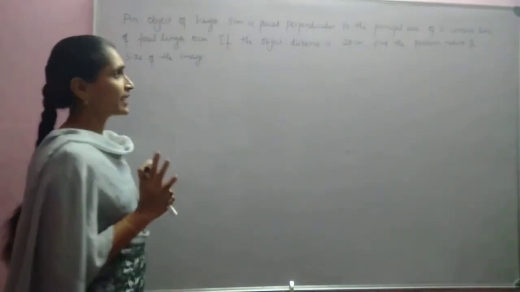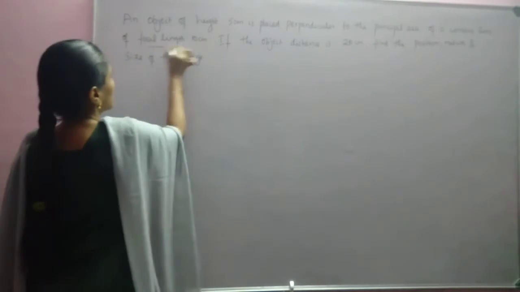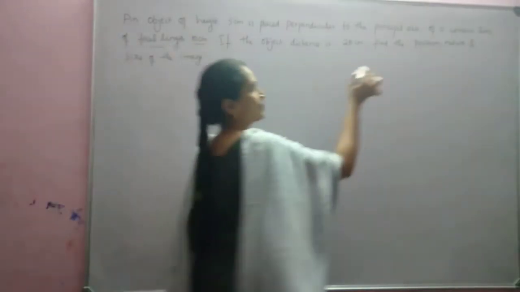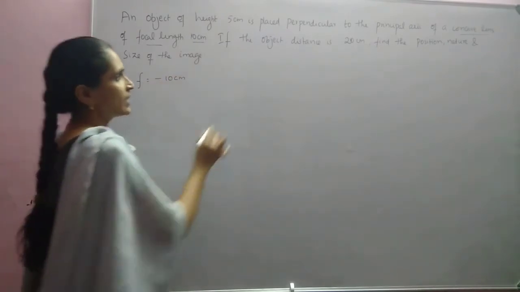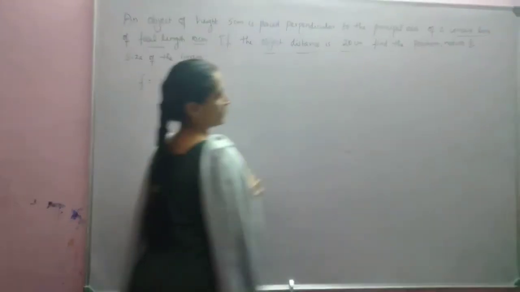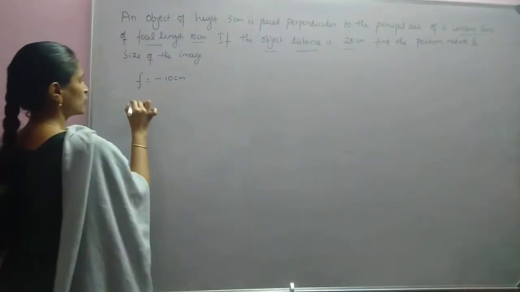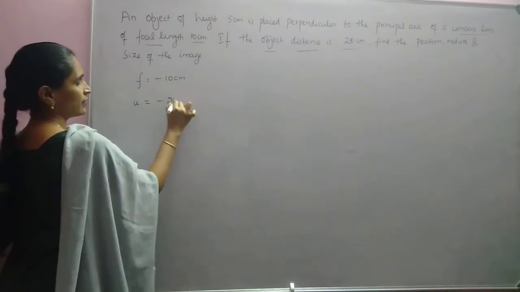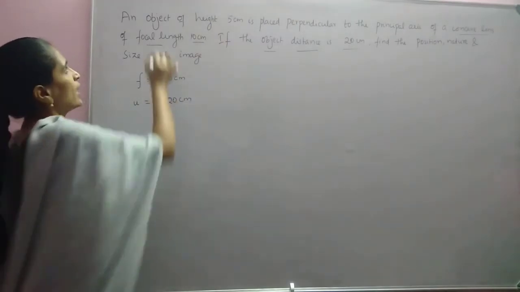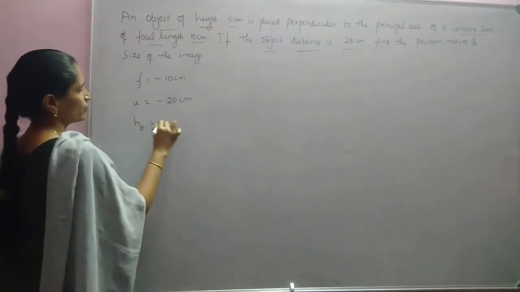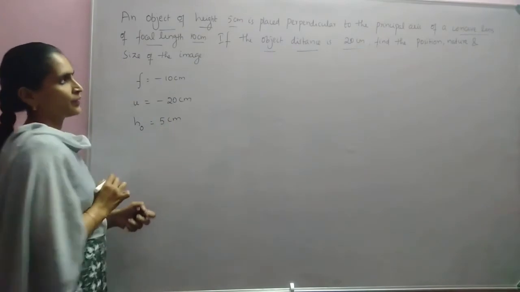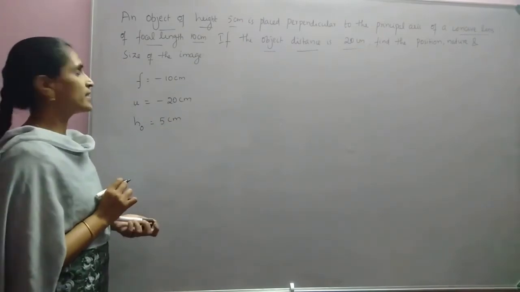So which data are given, we can check. It is given focal length 10 centimeter. Which type of lens? It is mentioned concave lens. So we can write f is equal to minus 10, since the focal length of a concave lens is negative. Now what is given? Object distance is 20 centimeter. Already we discussed, object distance should be taken as negative. Now object of height 5 centimeter, so HO is equal to 5 centimeter.